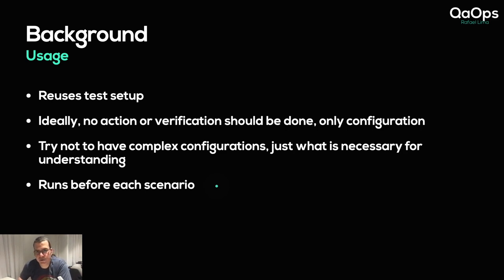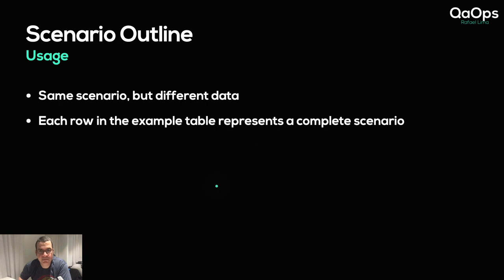Another way that you can also avoid duplication is using scenario outline. The scenario outline uses the same scenario, but with different data, right? Let's say the scenario is about filtering, and you want to have that scenario executed more than one time, filtering by different products, right? So you don't have to write multiple scenarios that do the same thing. You just need to have one scenario. And each row in the examples table represents a complete scenario. And I'm going to go over this, what I mean by that.